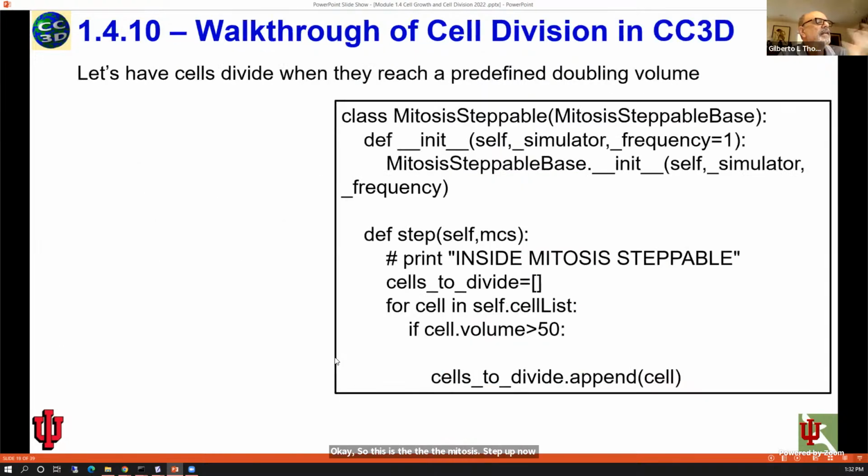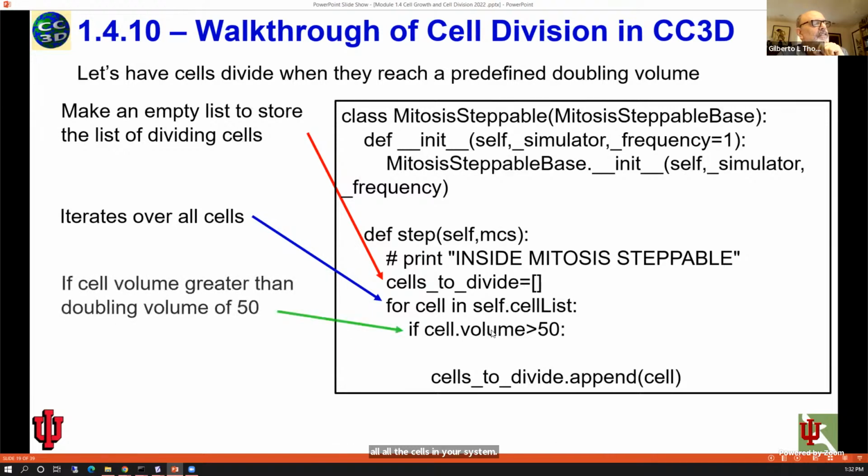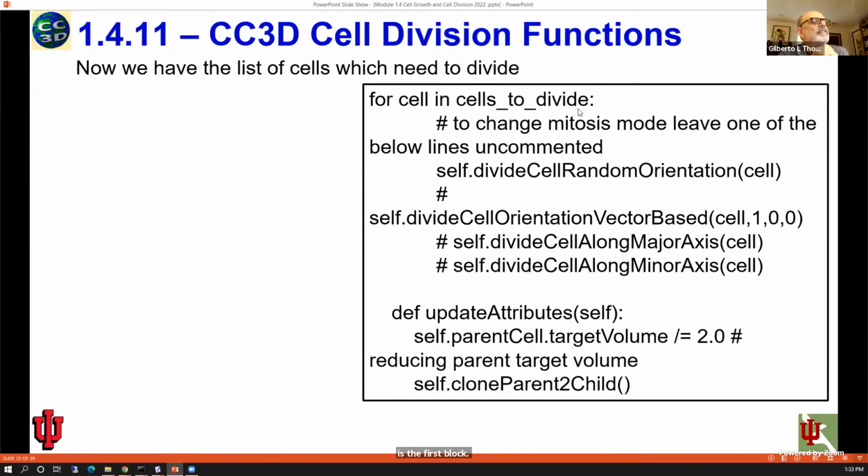Now, here is the detail of this steppable. Here we have cells to divide, just passing through more quickly here. Here you have the condition. I mean, you iterate over all the cells in your system, this line here, and see which ones have volume greater than 50 voxels. If those are the ones, you include them in the list. This is the first block in the previous slide. After that, you have the division.